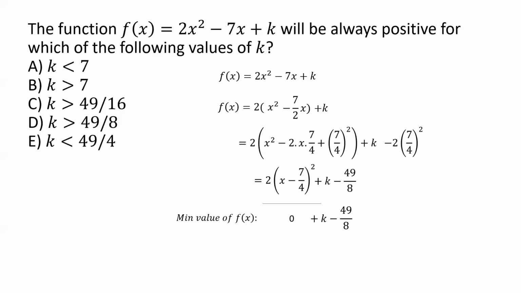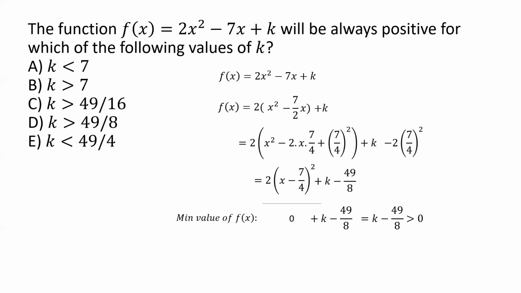And if we can ensure that this minimum value is positive, then that in turn makes sure that this function f(x) equal to 2x squared minus 7x plus k will be always positive, because the minimum value it can take is positive. So of course it's going to be always positive. And for the minimum value of f(x) to be positive, we already found out what the minimum value is in terms of k. It's k minus 49 by 8.